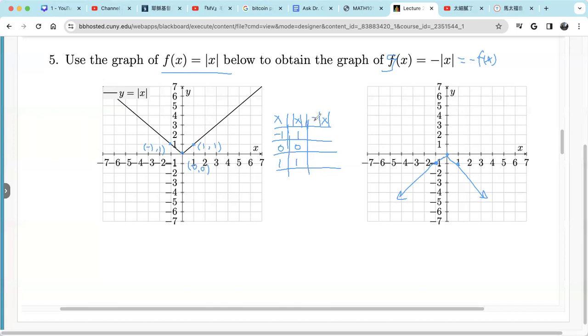But this is a negate the absolute value. So negate 1 is negative 1. Negative 0 is still 0. Negate 1 is negative 1. So that's why we have (negative 1, negative 1), (0, 0), (1, negative 1). So you see this is a reflection. So reflect absolute value of x over x-axis. Right.